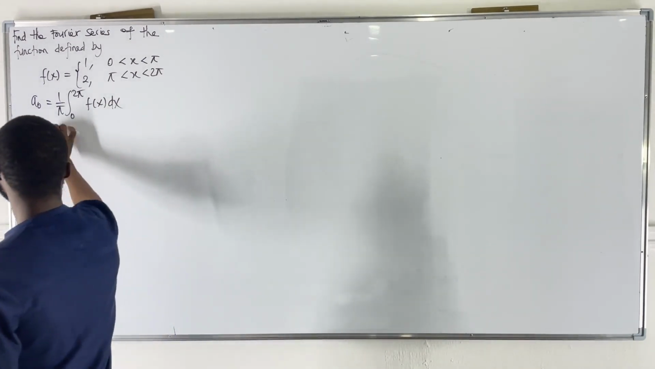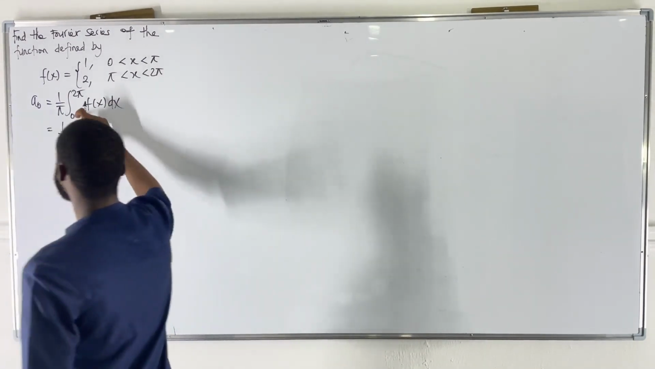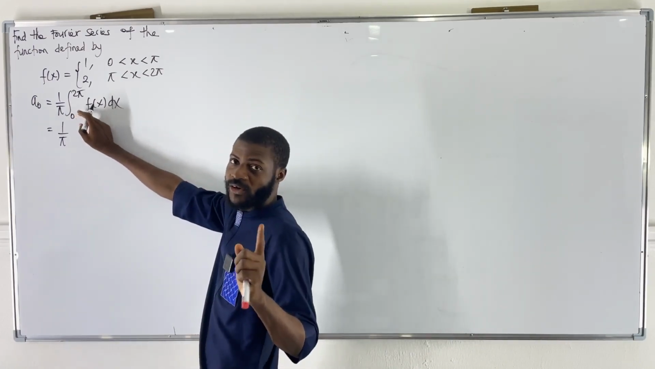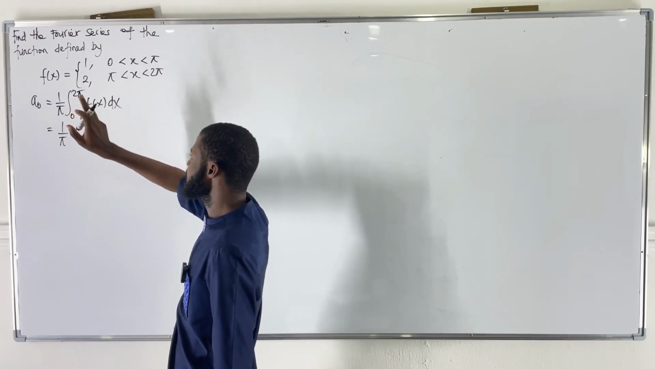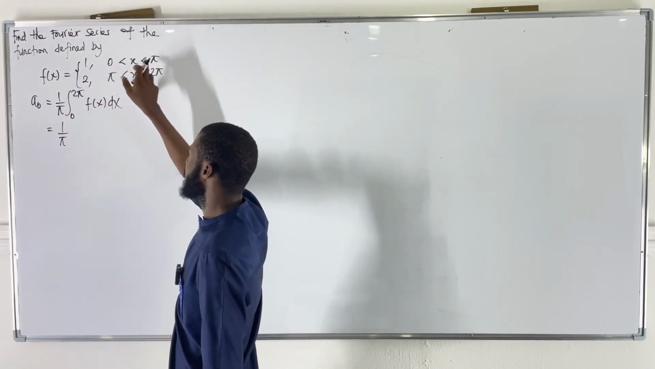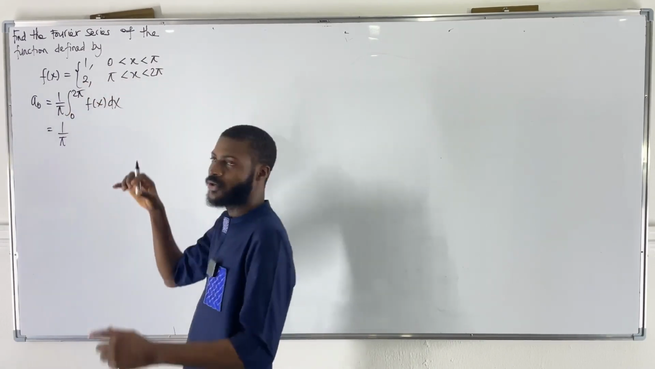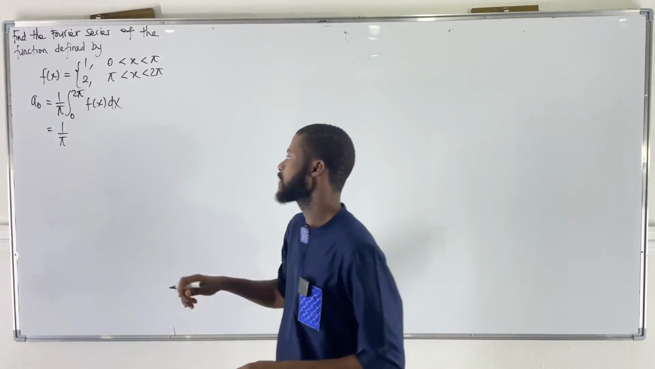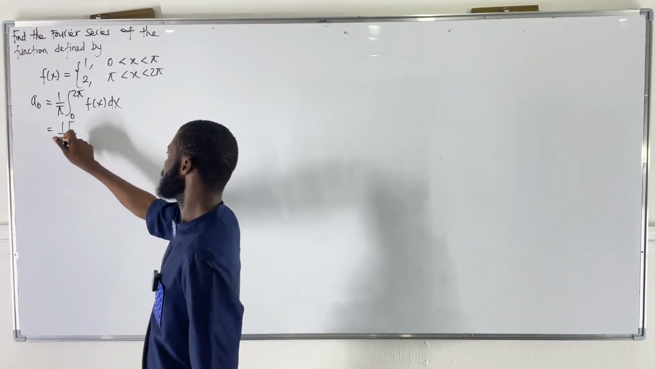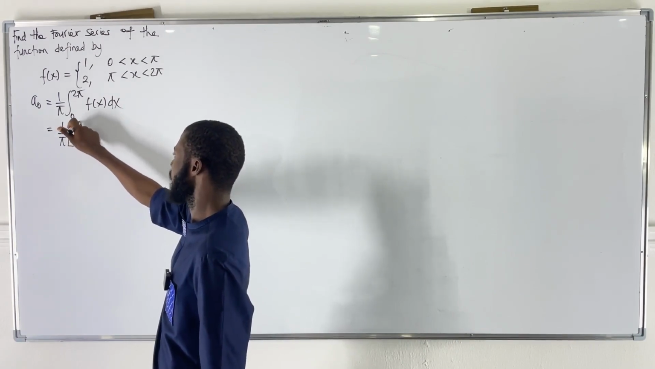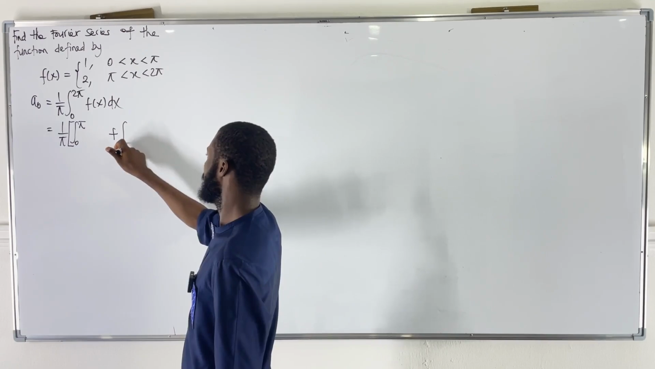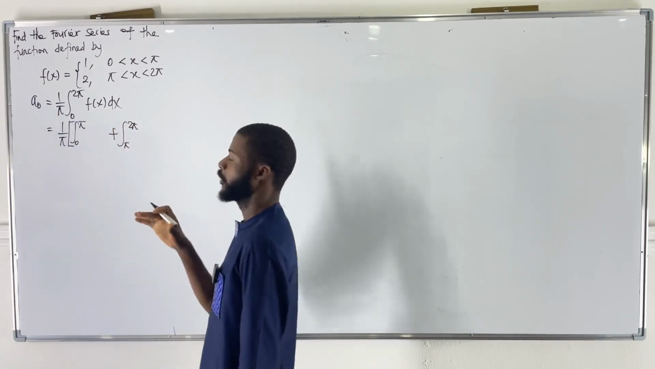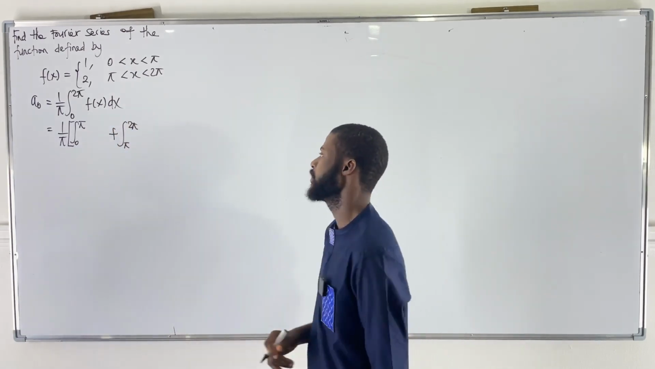So this will become 1 over pi. Now, there is no single function value from 0 to 2 pi. Instead, we have 0 to pi and pi to 2 pi. So we're going to separate it. So I'm going to say this is integral from 0 to pi plus integral from pi to 2 pi. We have to separate it.